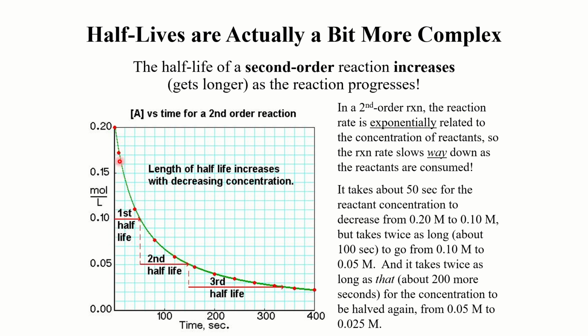So here you can see the length of the half-life is increasing with decreasing concentration. It's almost doubling. 50 seconds to 100 seconds to 200 seconds, we can expect it would continue to double in each subsequent half-life. So again, remember that half-lives are only constant for first-order reactions. Half-lives will decrease for zero-order reactions, and half-lives will increase for second-order reactions as concentration decreases.